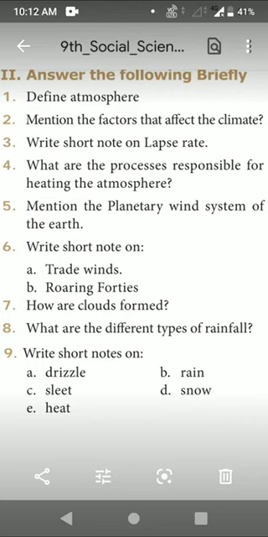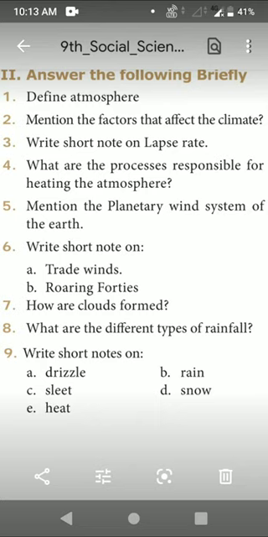The blanket of air that surrounds the earth is called the atmosphere. It is held close to the earth by gravitational attraction. And the atmosphere is a mixture of gases, water vapor and dust particles in different proportions.